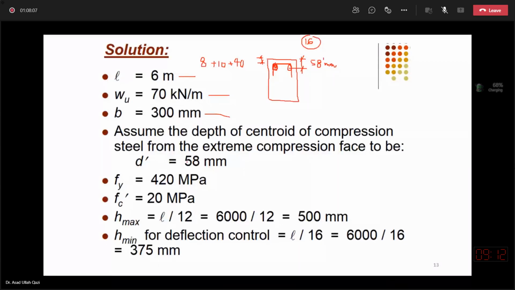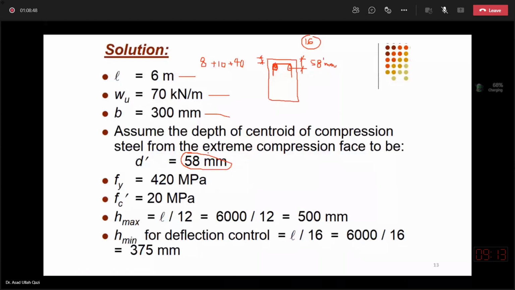So normally you should be a little conscious in your selection: if I finally end up with a steel area which needs bars larger than 16, I need to be a little careful in selecting the D prime. If you assume number 19, or number 20, half of 20 will be 10. So it will increase to 60 millimeter, just 2 millimeter more. But in this problem, suppose we propose that for compression steel use 58.